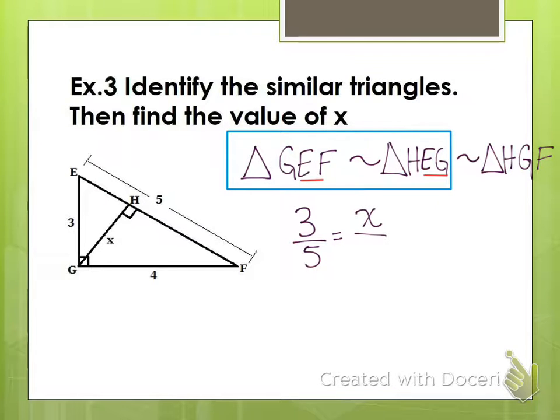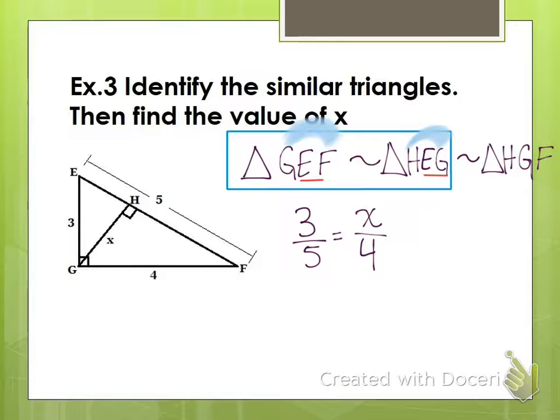And GH would compare to which one from the largest triangle? GF, which has a length of 4. Are we following how I'm setting this up? Okay, this is not the only correct way to do it. You could have taken the reciprocal of both of these, so you could have had 5 over 3 equals 4 over x. That would have been fine.